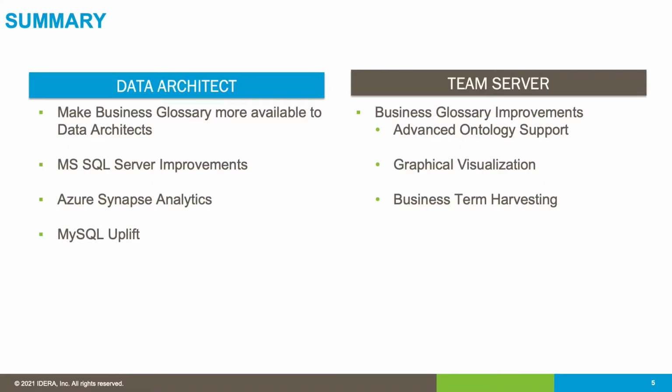So here's a summary of the main features that we've added to version 19. I'll go through the summary and then we'll look at the details. So on the data architect side of things, as we were talking about with the business glossary, we're making that more available to data architects in the data architect product to be able to help with that classification of mapping business terms to data modeling assets.